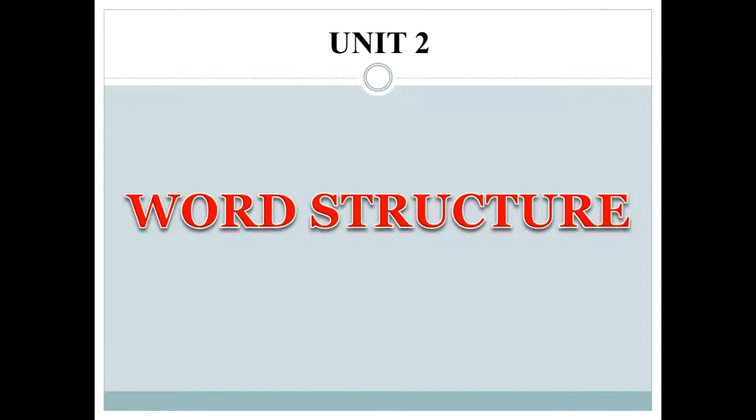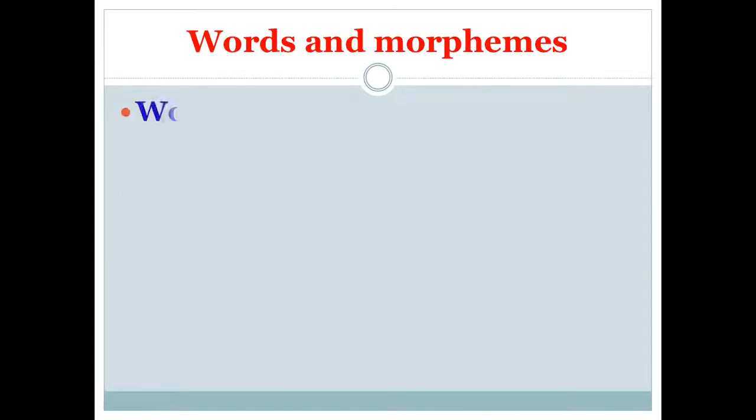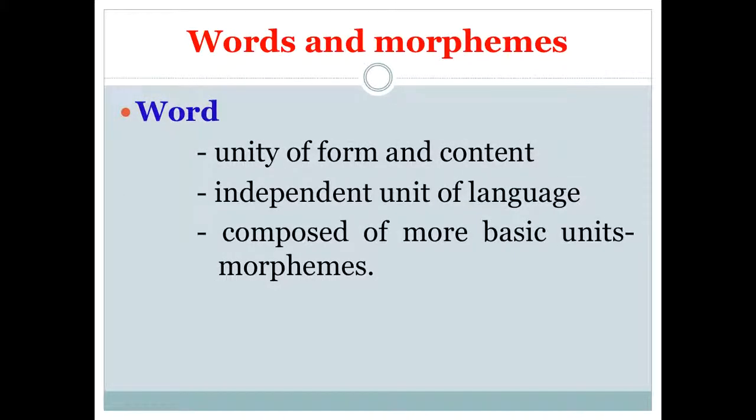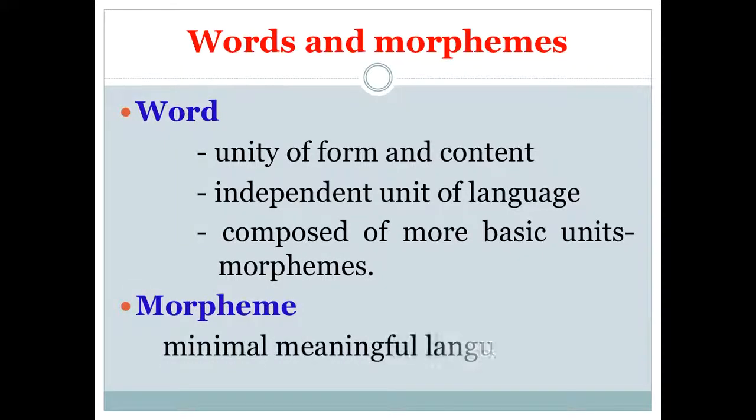Word structure. The term word is defined as a dialectic unity of form and content. It is an independent unit of language to form a sentence by itself. It is composed of more basic units called morphemes. So, what is morpheme?